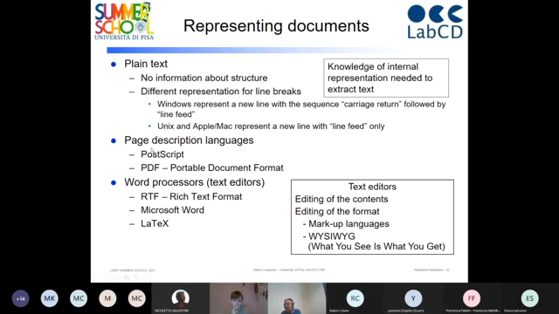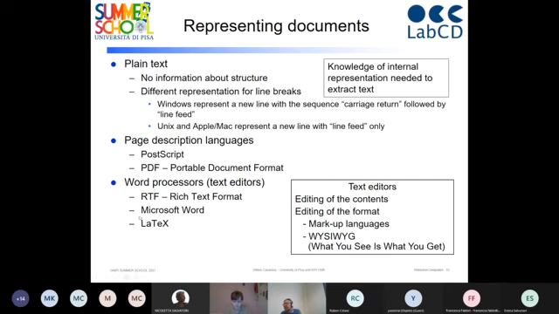Then there is another family of document formats, which is the family of PDF, portable document formats. We will see that in a moment, but basically they try to represent the way that the text will be printed. So this is essentially PostScript. The formatting information is embedded in the way that the document will be printed.